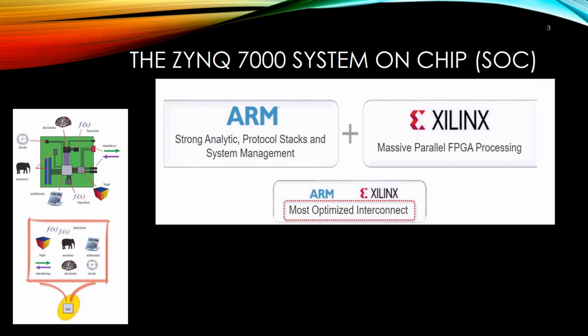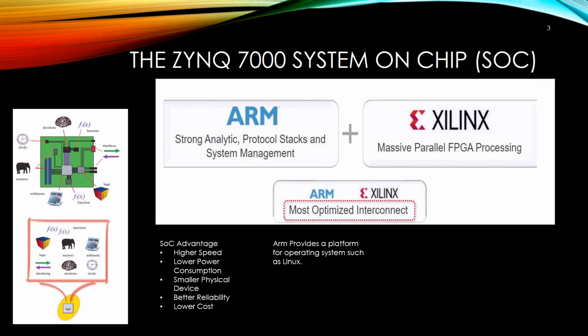In fact, there are a number of compelling reasons for preferring SoCs over discrete component equivalent systems. The SoC solution enables faster and more secure data transfers between the various system elements, has higher overall system speed, lower power consumption, smaller physical size, better reliability, and lower costs.